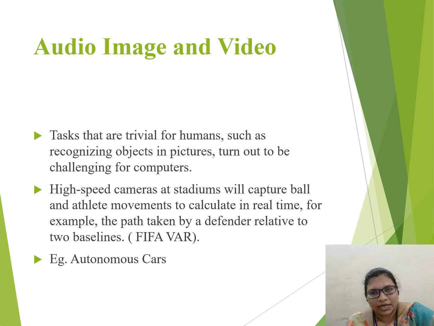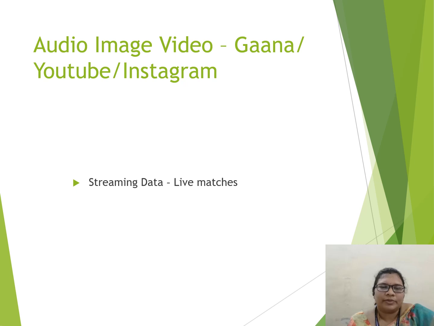High-speed cameras at the stadium will capture ball and athletic movements to calculate in real time, for example the path taken by a defender relative to the baseline. Taking pictures with a high-speed camera live is very tough. For example, with an autonomous car like a Tesla, it needs to calculate the pictures and everything. So it is very tough and challenging for computers to keep the data of audio, image, and video.